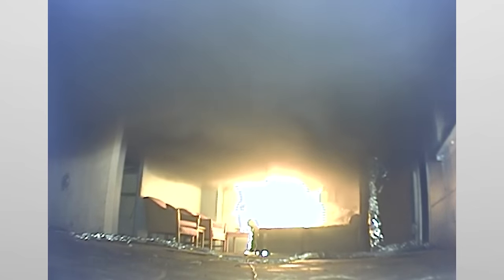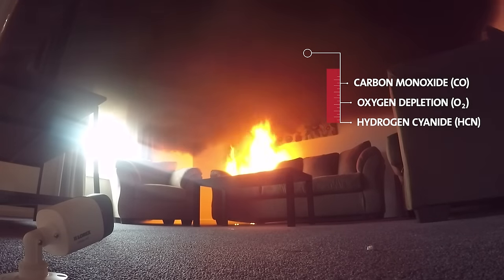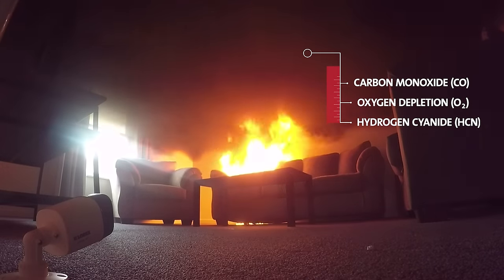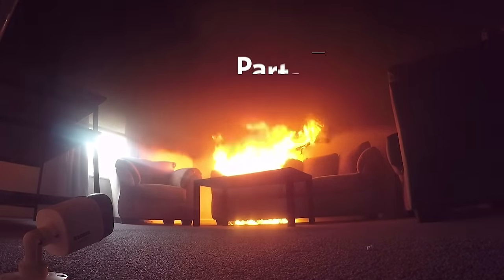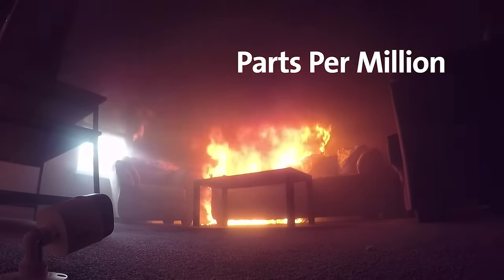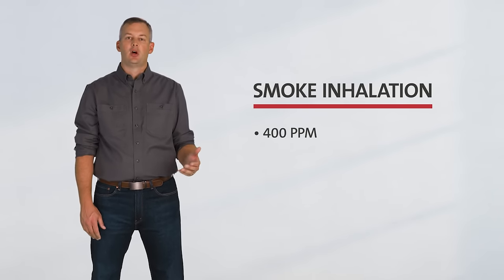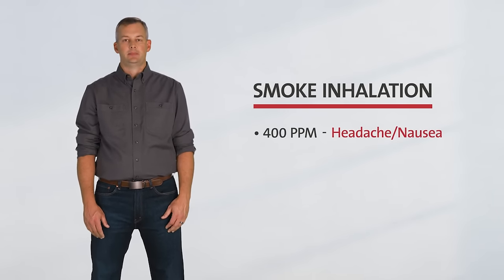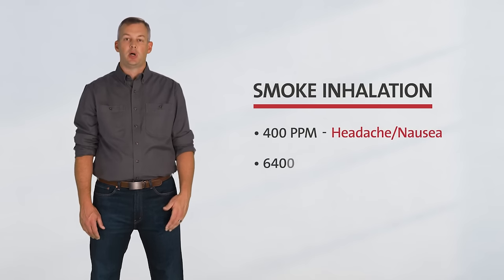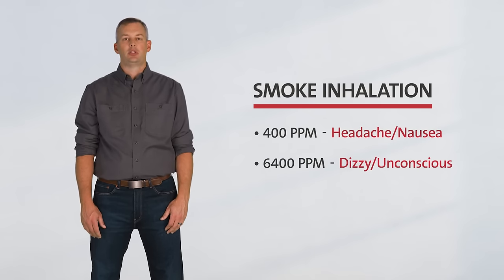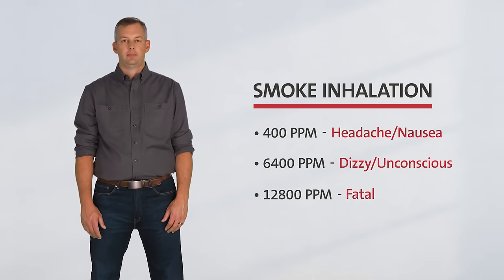Smoke in an apartment fire is made up of dangerous chemicals, like carbon monoxide. The longer the fire burns, the more toxic the smoke gets because the concentration, or parts per million, of these gases increases. If inhaled at only 400 parts per million, you'll start feeling the effects, causing headache and nausea. At 6,400 parts per million, you're dizzy and almost unconscious. It can get to the point where a single breath is dangerous to your life and health.